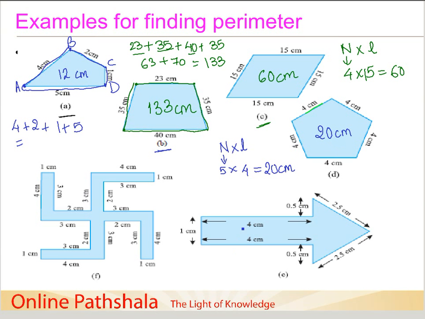Now let us move over to the figure F. And now this figure F looks a bit complicated, because if we are just using our method of going along the periphery and finding out the sum of all the sides, it might get complicated.